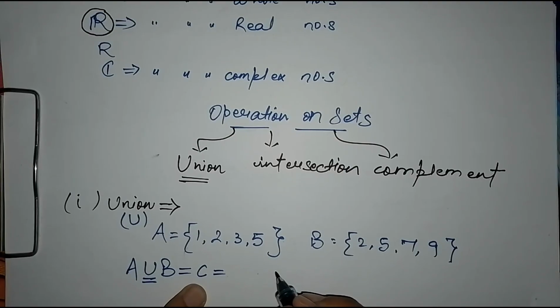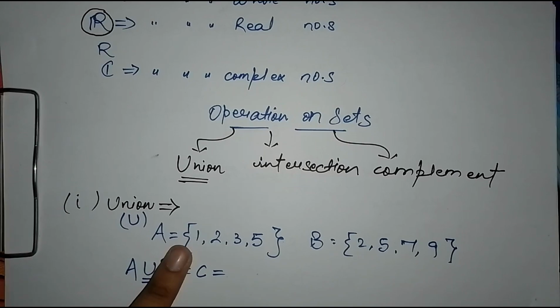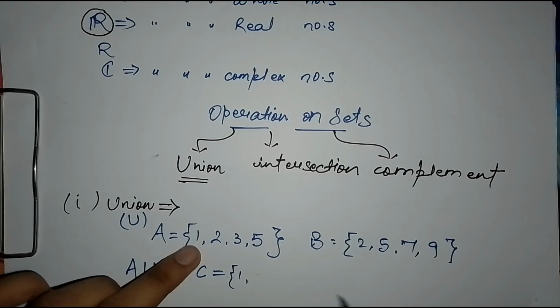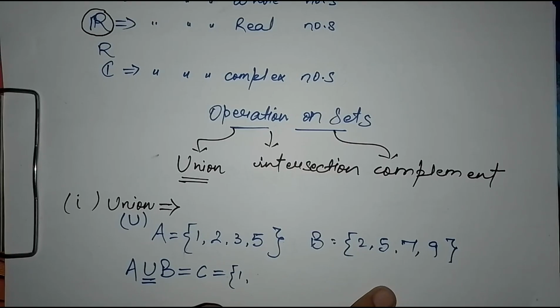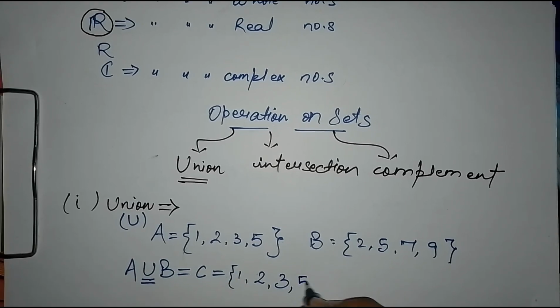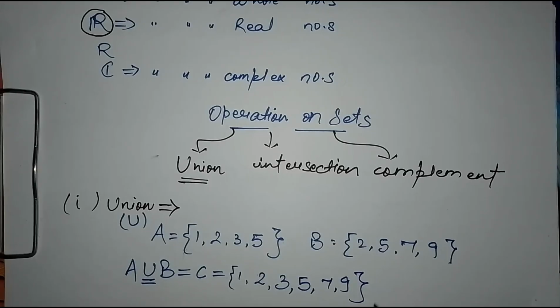This set C would contain each and every element which is present in either of the sets A or B. There is an element 1 which is present in A, but it is not present in B. But we are not concerned about that, because the union set contains elements which are present in either of the sets. So the first element is 1, second is 2. 2 is present in both of them, but we will take it only once because in a set, writing the same element twice has no value. Next element is 3, now 5, now 7, and now 9. So this is how we write the union of two sets.